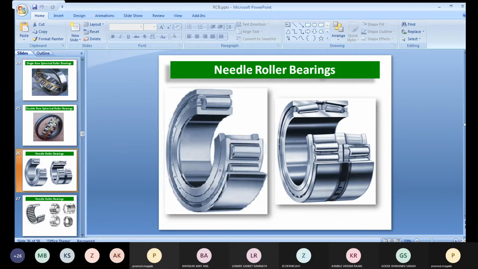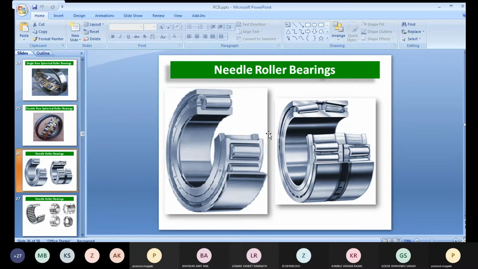Then the needle-like structure. Nowadays in industry, such kinds of things are used. Needle roller bearing. It has a needle structure. What is the difference between cylindrical and needle? Cylindrical has a maximum diameter with respect to length. Here the diameter is less. Correct? And the number of rollers is more. So that is the rule.